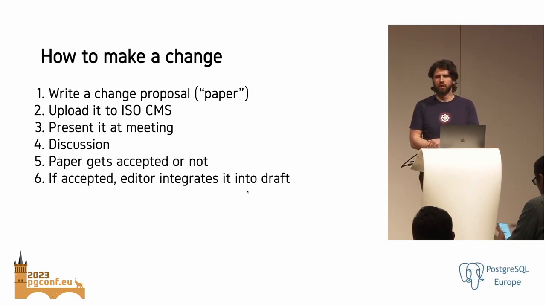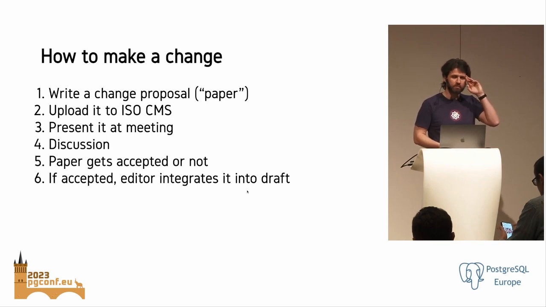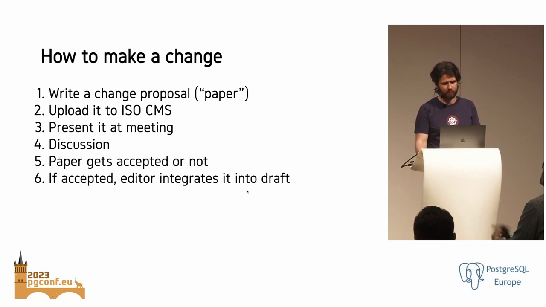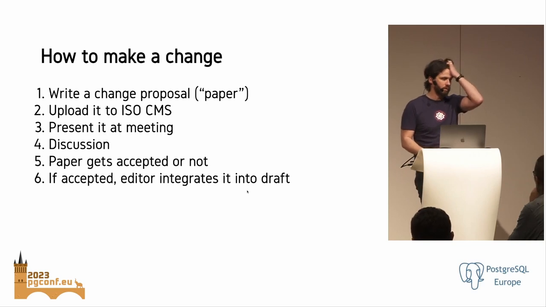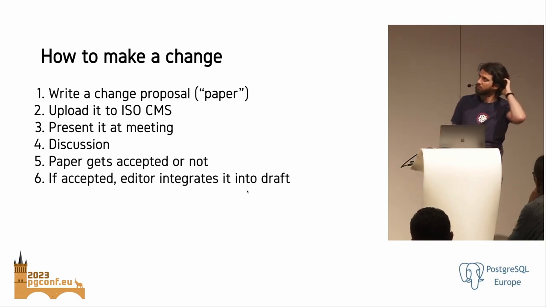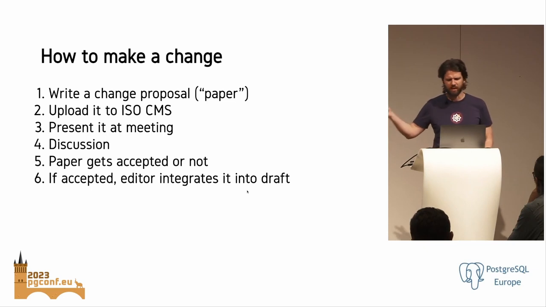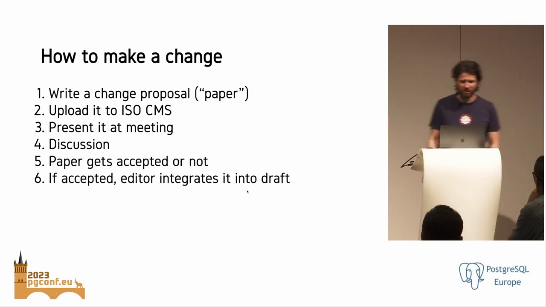All right, so first you have to come up with an idea. Then you write a change proposal, and I'll show an example of that. Call it a paper. You write a document, saying, I want to change this. You upload it to that content management system I explained, and then you go to a meeting, and there will be other people presenting, and then they'll call you, and then it's your turn. I don't know, you don't stand up, actually, you can just keep seated and talk about it.